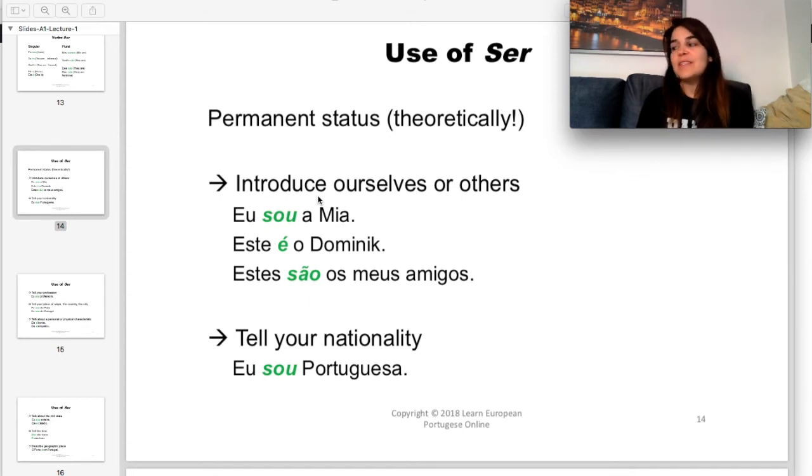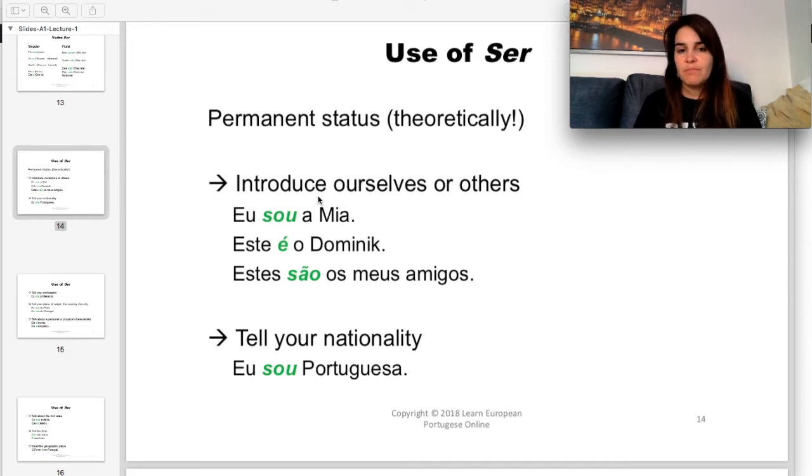So we use it for things that are unlikely to change. They might change, of course. Everything can change, I guess. But we use it for things that are unlikely to change, okay? More specifically, we use it to introduce ourselves or others. So I say eu sou a Mia. So I'm saying I am Mia, and it's unlikely that I'm gonna start being someone else, so it's unlikely to change that I am Mia, so I just say eu sou a Mia, okay?